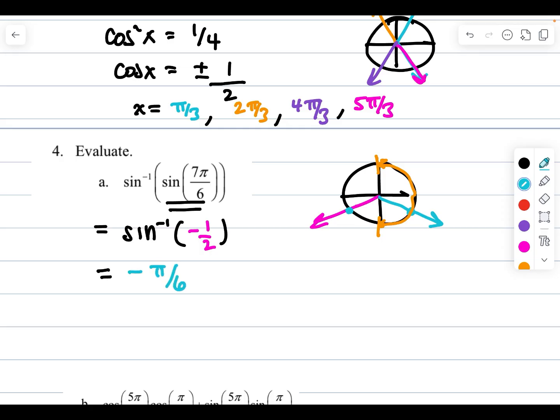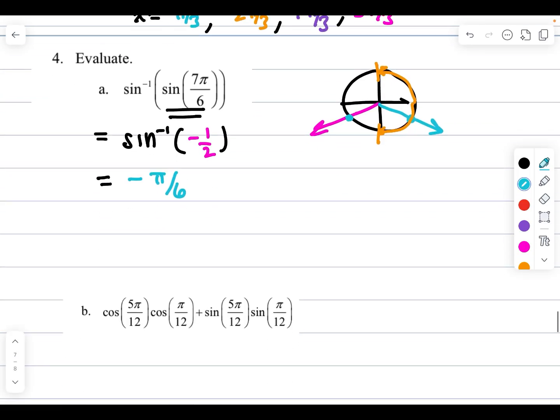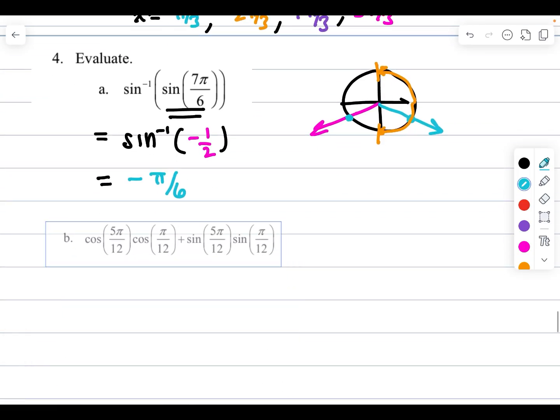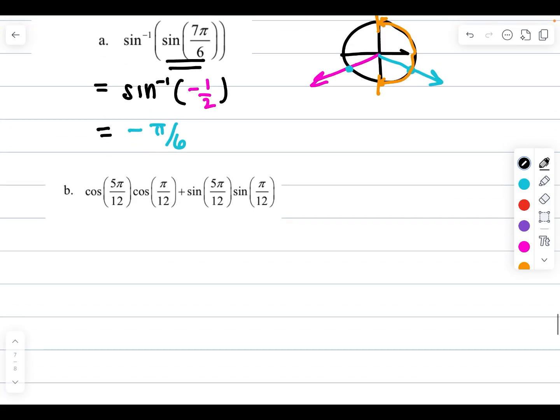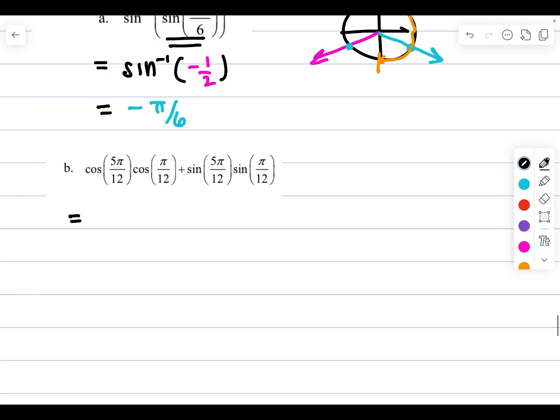If students had a wrong answer, the popular wrong answer for this one was saying that this outputs 11 pi over 6, so that's impossible. Arc sine cannot output a value past pi over 2, or if I'm going clockwise, it can't go past negative pi over 2. So 11 pi over 6 is out of bounds. The correct answer is negative pi over 6.